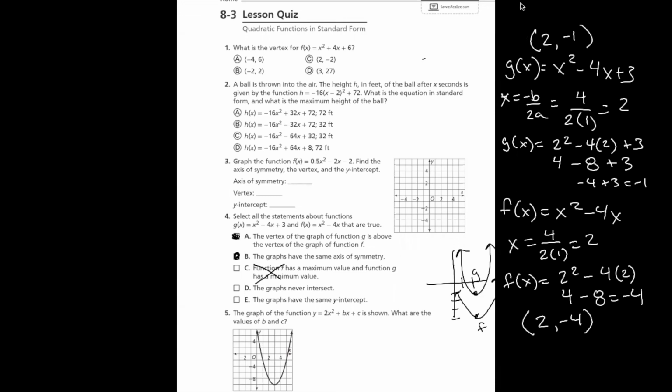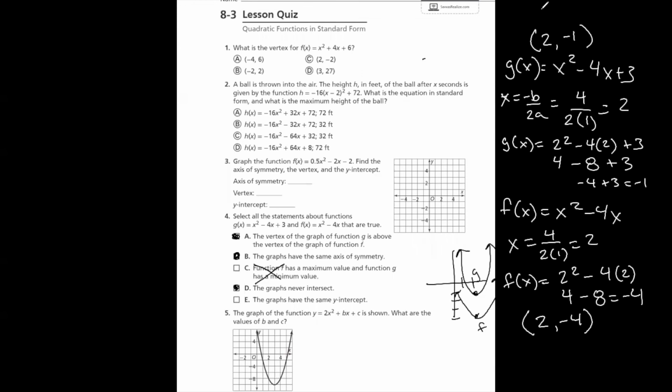And then letter E says that they have the same y-intercept. Well, the y-intercept is always going to be the number at the end. So if you look, oh, I'm sorry, D, I should have put yes, D is true. They will never intersect. So let me fill that bubble in. And the same y-intercept, well, function G has a y-intercept of 3 because that's the last number. F doesn't have a number at the end, so that would be represented by 0. So they do not have the same y-intercept.